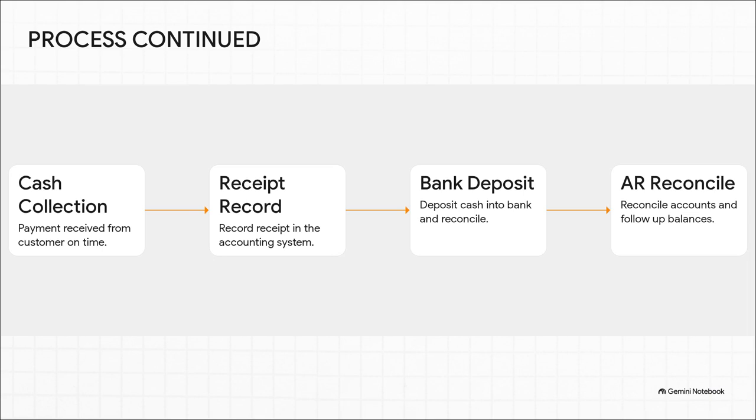Step 7 is bank deposit. We deposit the cash into the bank and reconcile it. And finally, Step 8 is AR, or Accounts Receivable Reconciliation. This is where we reconcile customer accounts and chase down any outstanding balances. We are making absolutely sure that every single dollar from that massive bulk steel order hits our bank account and matches up perfectly with our internal records.